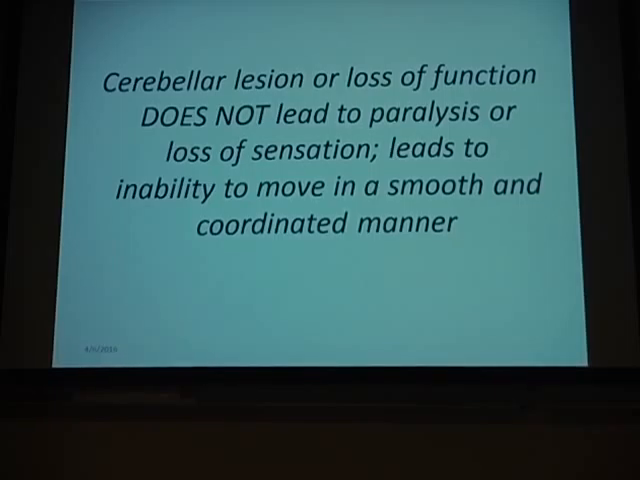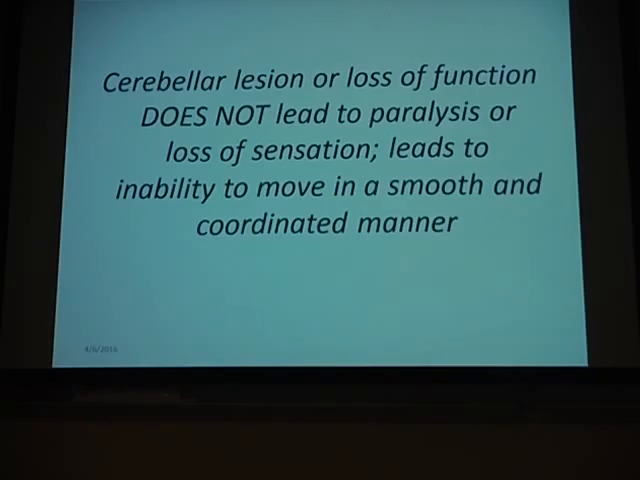But when we have lesions or loss in the cerebellum, we're going to see a loss in the quality or the smoothness of movement, which is similar to what we saw with basal ganglia, right? If we damage the basal ganglia, we're not really getting paralysis, we're getting a loss in quality of movement. But the manifestation of that is going to be different than what we saw last week with the basal ganglia.